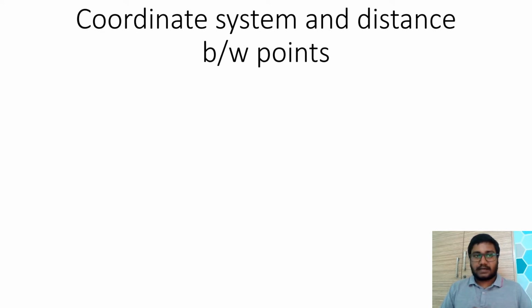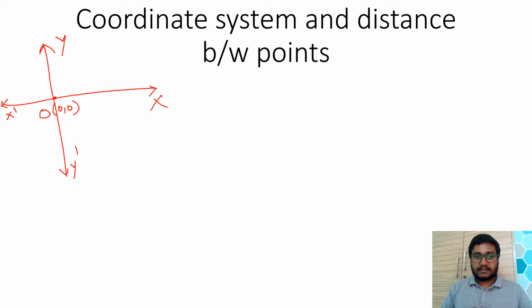In the previous video, we have seen some of the important points, and we will be seeing a few more important points in this video. In the previous video, we have seen that there is a coordinate system with x and y axis, and this is called the origin O (0, 0). Now, this is the x axis and this is the y axis, and this is the x prime axis and this is the y prime axis. So XOX prime, YOY prime is called the coordinate axis.